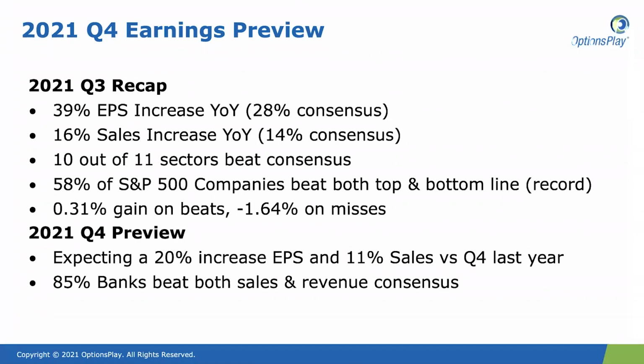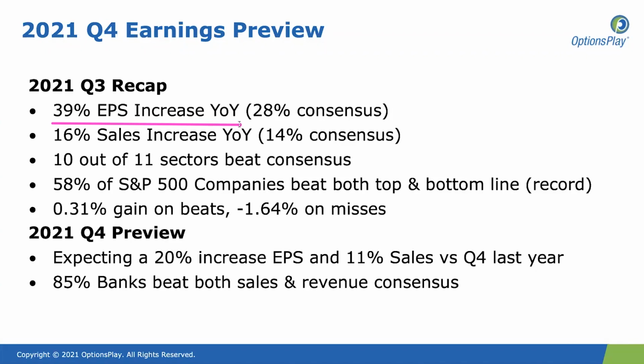Now, I think it's best to first take a look at what we saw last quarter. Last quarter, which was the Q3 earnings, we saw a 39% increase in earnings per share versus the previous year. Now, remember, the previous year, Q3 of 2020, was a pretty poor year because of the start of the pandemic. So a 39% year over year increase sounds high, but it's because the base was fairly low from the previous year.